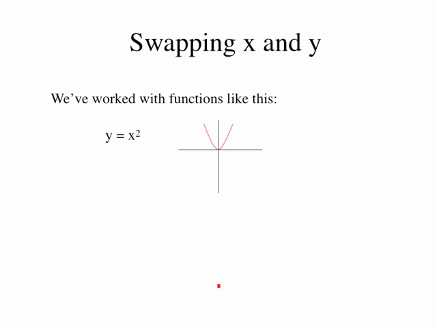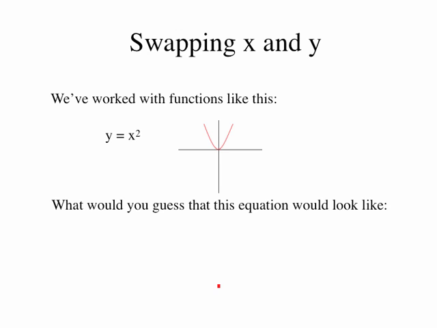In this section, we're going to look at what happens when we switch x and y in some familiar equations. So far, we've worked with functions that look like this, y equals x squared. We had functions that were a little bit more elaborate, like y equals ax squared plus bx plus c. And we made parabolas with those functions. But we're wondering, what happens if in this equation we switch x and y?